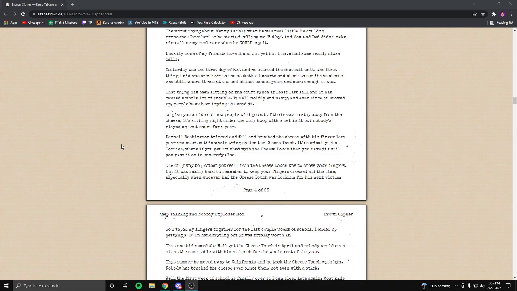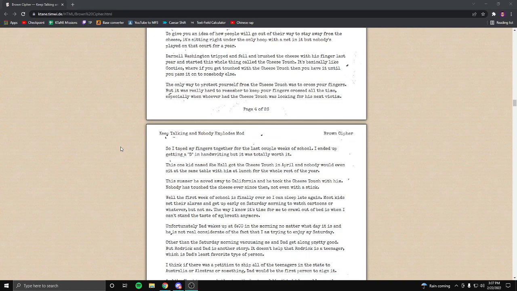The only way to protect yourself from the cheese touch was to cross your fingers, but it was really hard to remember to keep your fingers crossed all the time, especially when whoever had the cheese touch was looking for his next victim. So I taped my fingers together for the last couple of weeks of school. I ended up getting a D in handwriting, but it was totally worth it.